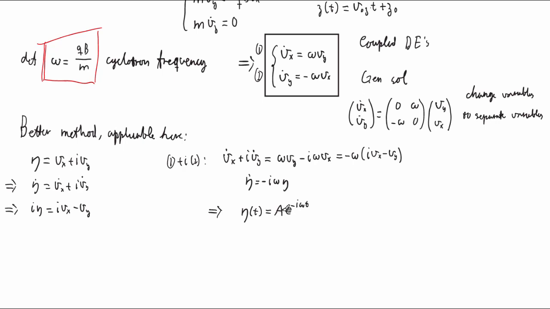A here is an integration constant, and since eta is a complex function, A is complex. And I'm going to write it in polar form. I'm going to say that eta equals V naught times e to the i phi. So what we really get then is that eta of t equals V naught times e to the minus i times omega t minus phi.